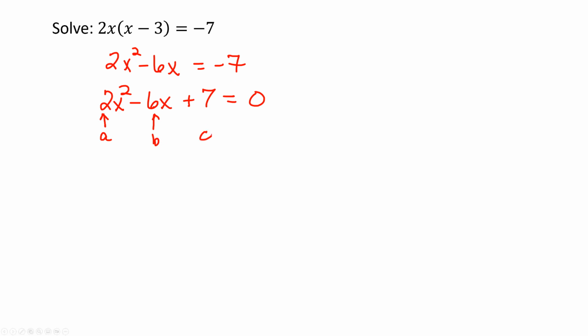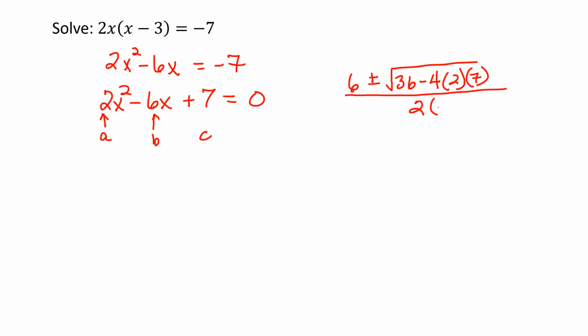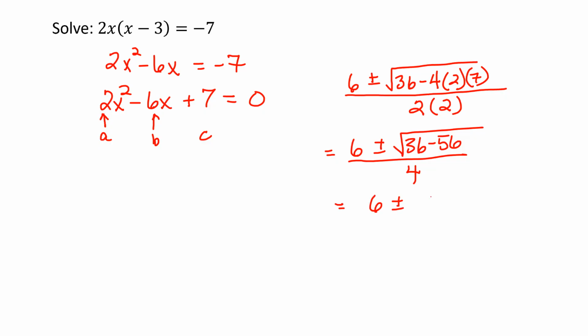So when you plug all of this into the quadratic formula, you're going to have the opposite of negative 6, which is 6. So negative b plus or minus the square root of b squared. Negative 6 squared is 36. B squared minus 4 times a, which is 2, times c, which is 7, all over 2a. So 2 times 2. And that's going to be 6 plus or minus the square root of 36 minus 56 all over 4. And you can see that you're going to have a negative number under that square root. It's going to be negative 20.